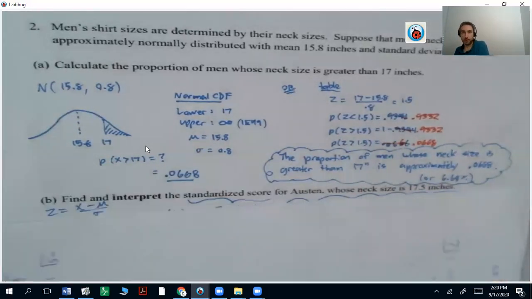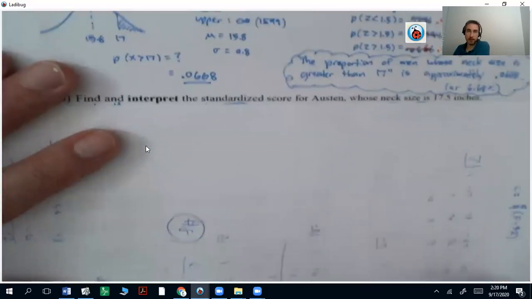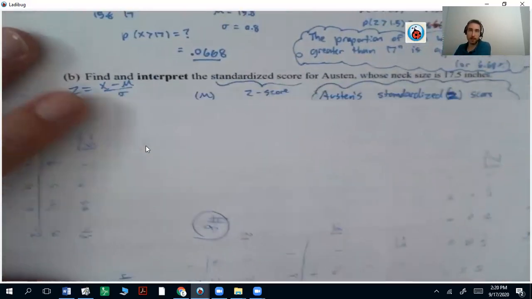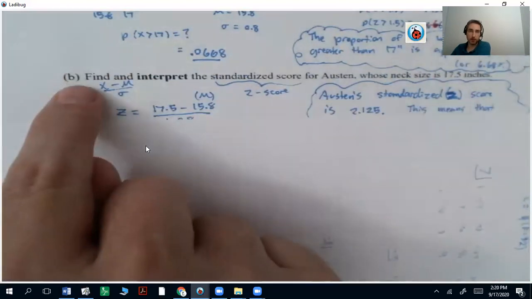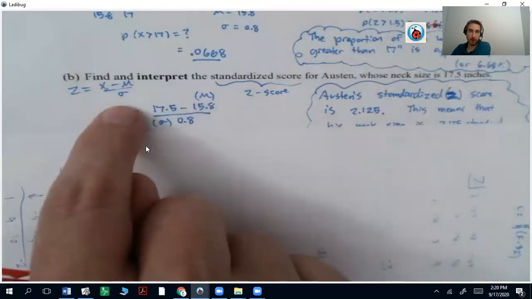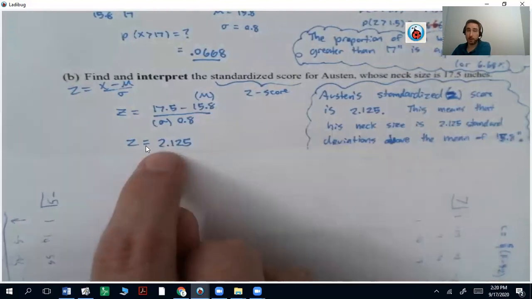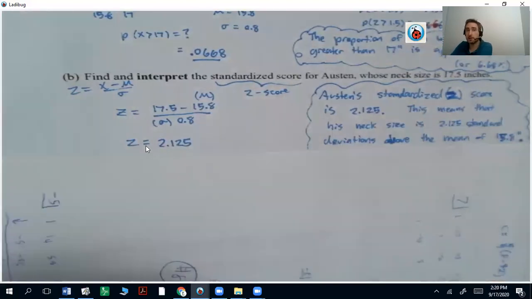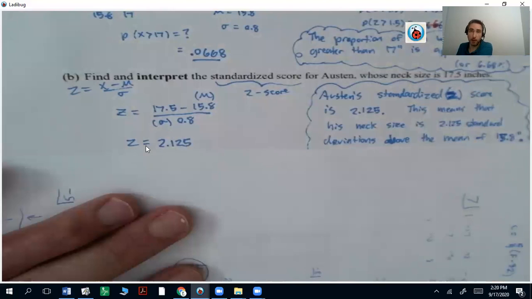Part B. Find and interpret the standardized score for Austin, whose neck size is 17.5 inches. Standardized score is a z-score. That's the same thing. So since this question wants you to find it, you do have to know the formula. X minus the mean divided by the standard deviation. That's going to get you 2.125. That means that Austin's size is going to be a little over 2 standard deviations above the mean of 15.8.